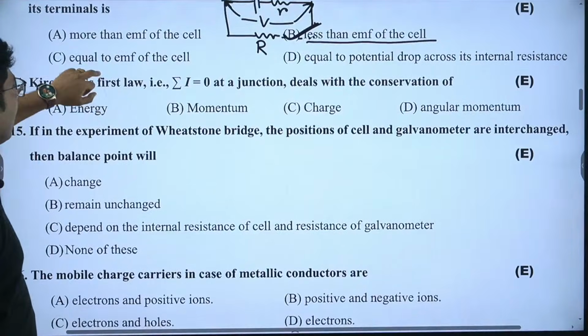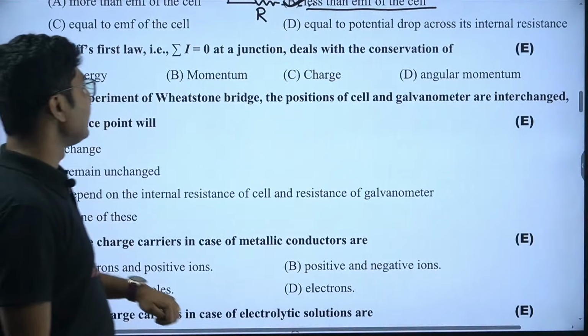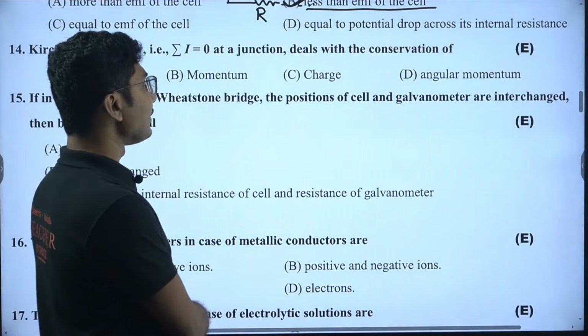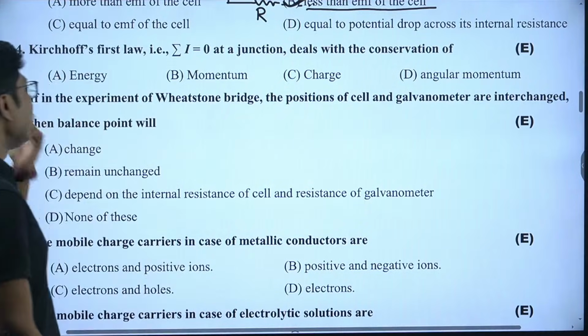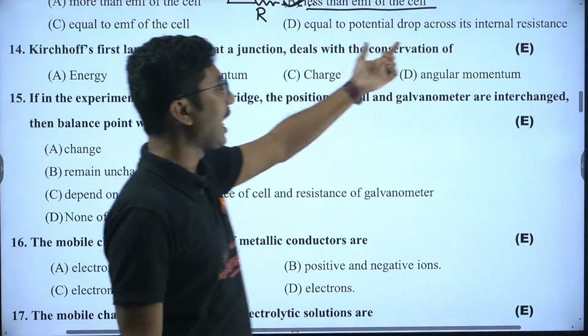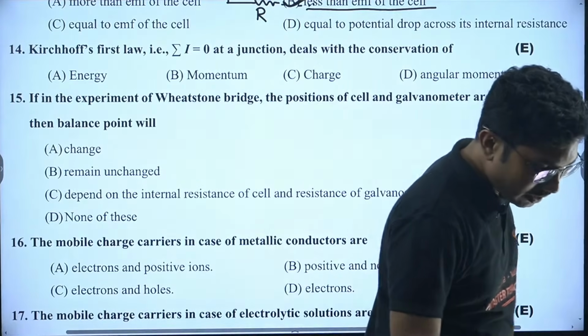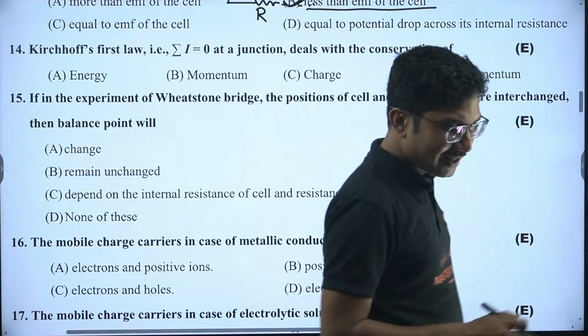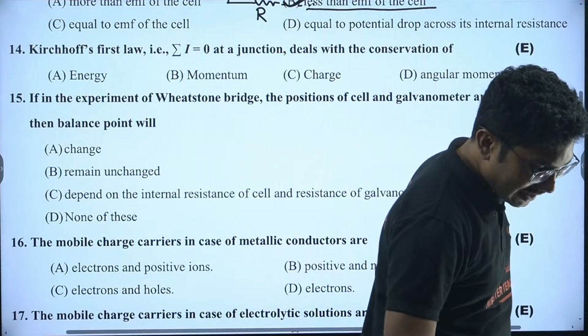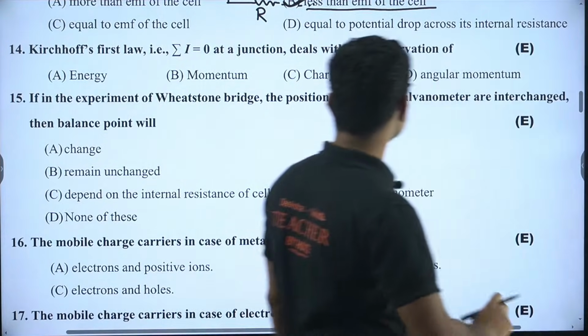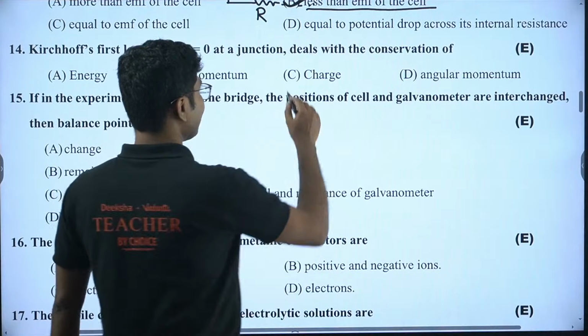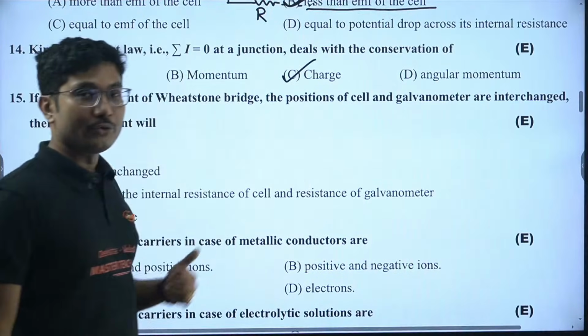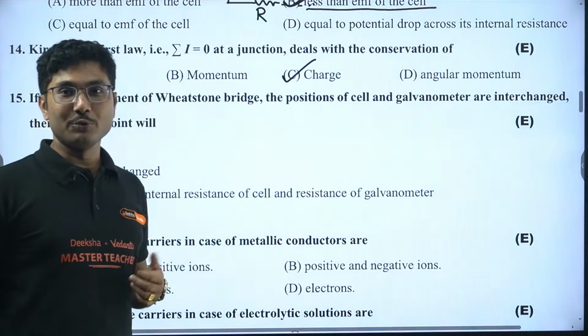Kirchhoff's first law, that is sigma I equals 0 at a junction, deals with the conservation of energy, momentum, charge, angular momentum. Easy question. Sinchana already answered it. I hope most of you have answered it. Ashel also answered, Mansi also answered. Yes, it is charge. The junction rule is based on charge and the loop rule is based on energy.